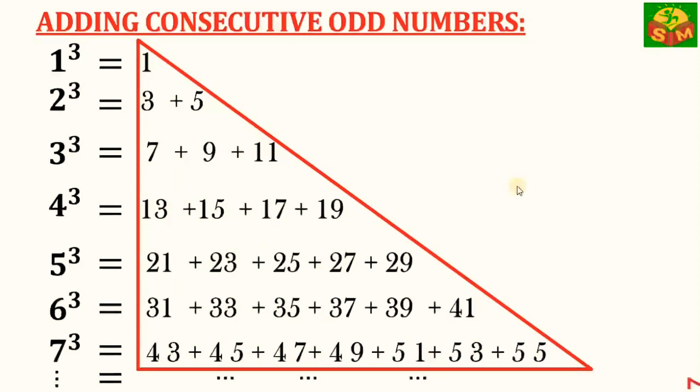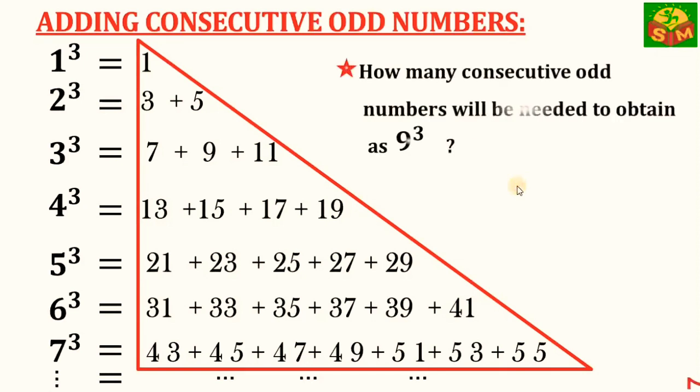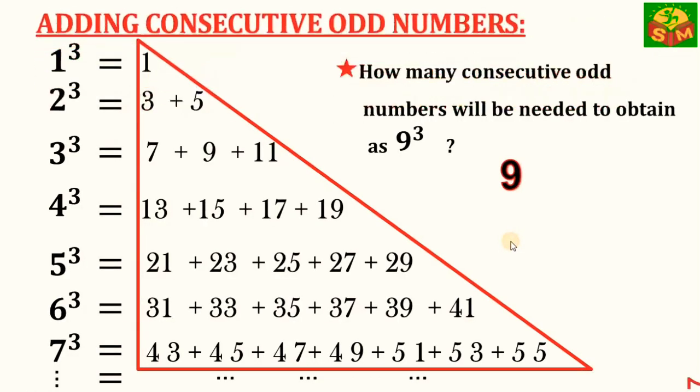Now try to answer this. How many consecutive odd numbers will be needed to obtain 9 cubed? Now you can answer this very easily with the help of this pattern. The answer will be 9. Here we notice that a perfect cube can be expressed as the sum of odd consecutive numbers. Let's move ahead to see one more interesting pattern.